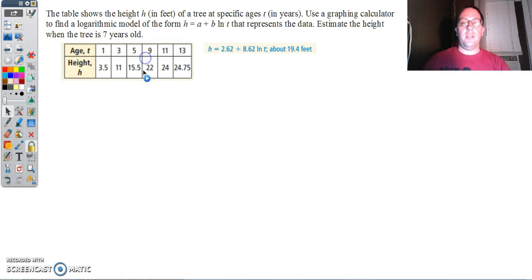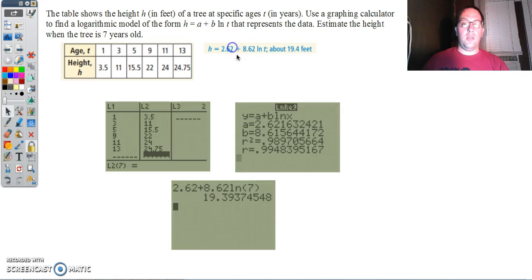Type this into your stats. You did your regression. This is what you should have gotten. And here's how that looks. Here it is in the stats. You do your regression. You should have come up with this. And then you can just type in 7, because that's what it wants us to predict. When the tree is 7 years old, how tall is it? Type it in the equation, plug in 7 for X. Not a bad deal. That is how to model with logarithmic and exponential functions.